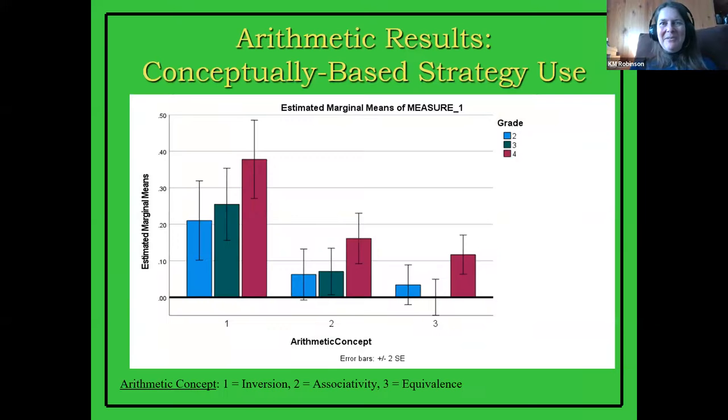So what did we find? In terms of conceptually based strategy use, I would like to first of all draw your attention to the vertical axis, which tops out at 50%. So actually the performance was quite disappointing in terms of conceptually based strategy use. Our first concept is inversion on the left, and you can see that it increases across grade. The second arithmetic concept in the middle is associativity. It also increases across grade, but is much less used. Conceptually based strategies are much less frequent on associativity problems. And then for equivalence problems, essentially grade 3s did not understand equivalence, and there was a little bit better understanding by grade 4. So overall, very low use of conceptually based strategies.